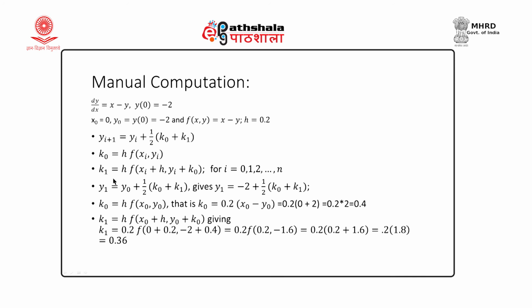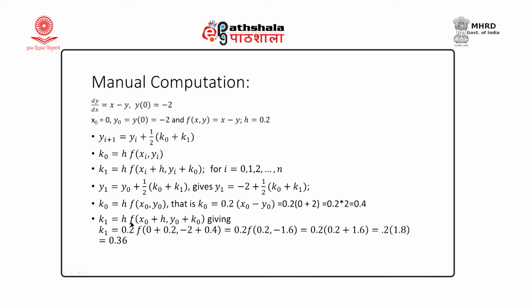Let us do one computation manually, so that you get the feel of this method. So, here y1 is y0 plus half. y0 is minus 2. So, minus 2 plus half into k0 plus k1. Now, what is k0? k0 is h f(x0, y0). h is 0.2, we are using the step size 0.2 first. f(x, y) is x minus y. So, f at the point (x0, y0) is x0 minus y0. So, this gives 0.2 into, x0 is 0, y0 is minus 2, so 0 minus minus 2. So, 0.2 into 2, and that is 0.4.